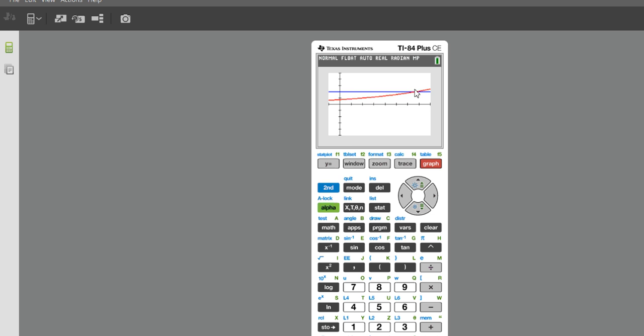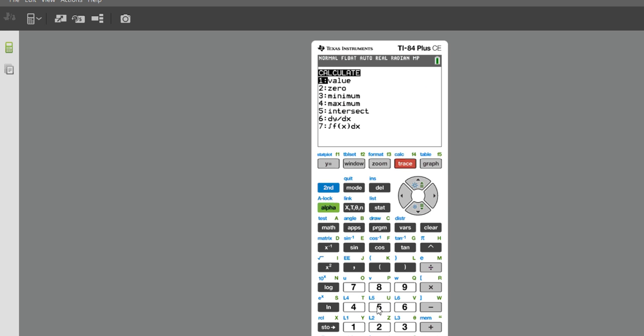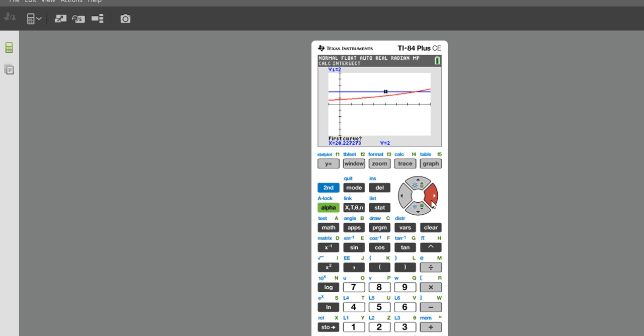So remember how to find this. We press second trace, option 5 for intersect. Move your cursor close to where it looks like the intersection point is. Again, look, it says first curve, press enter. Second curve, press enter again. Do you want to guess? We don't. Press enter a third time. And it tells you exactly when the price is $2. So that's 33.18. So how long would it take for the can to exceed $2?